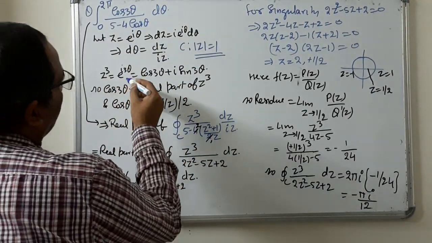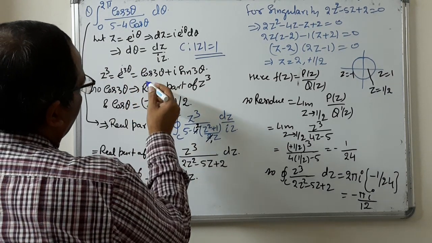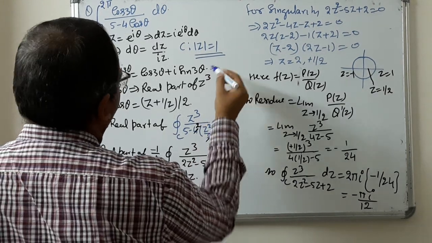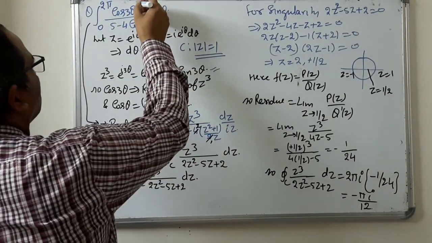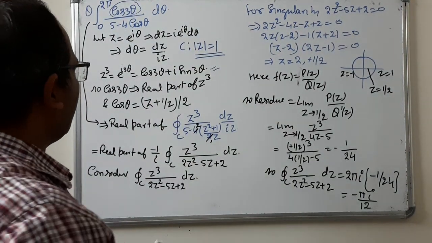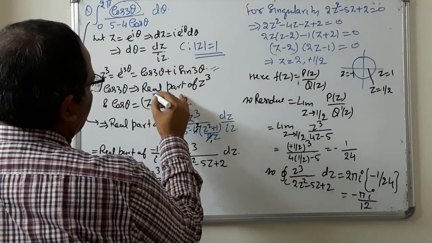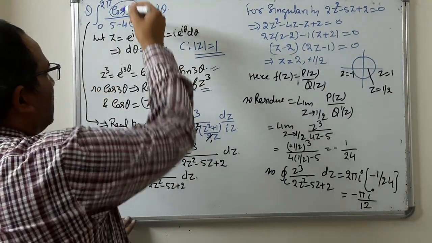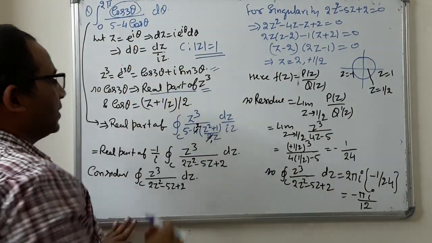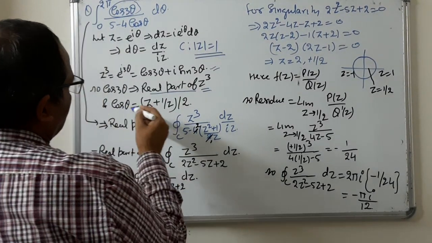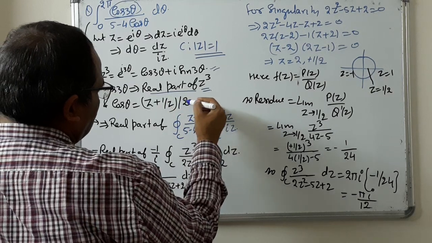z cube can be written as e to the power of i3 theta, and i3 theta can be written as cos 3 theta plus i sin 3 theta. Here because in the numerator there is cos 3 theta, we can write cos of 3 theta as real part of z cube, because cos 3 theta will come from e to the power i3 theta, that means z cube. So we can write this as real part of z cube. And cos theta can be written as z plus 1 upon z, upon 2.